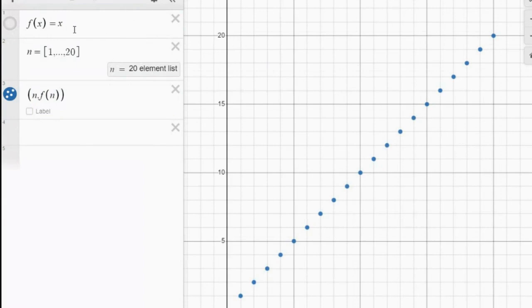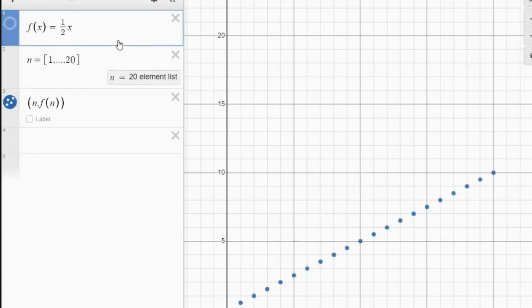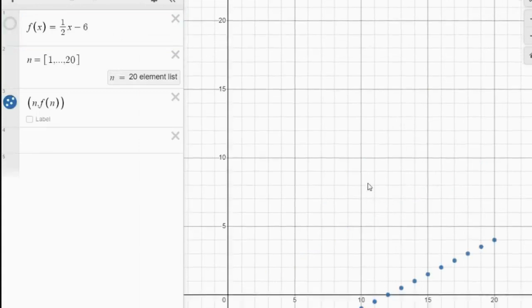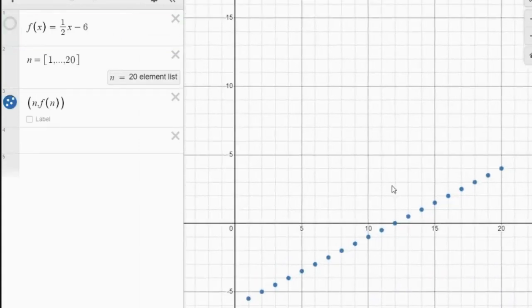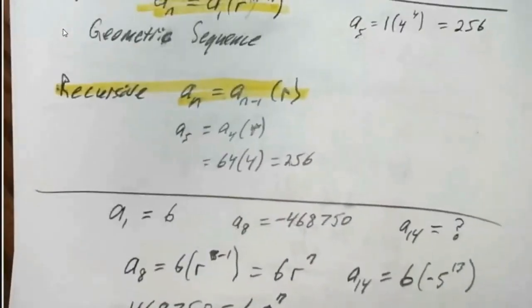It'd be easy with this, but what if it's 1/2 x minus 6? All right. Well, there's the first 20 terms. I didn't have to calculate what the first 20 terms were and make a table. What if it's geometric? Let's put in a geometric one where we just use our geometric formula for a geometric sequence. I'll go back and show you what the formula was because this is from our last lesson.